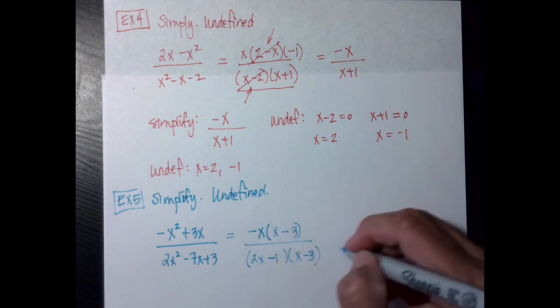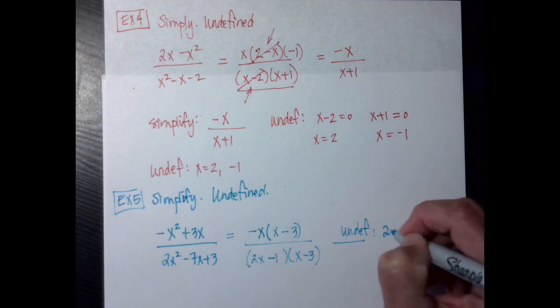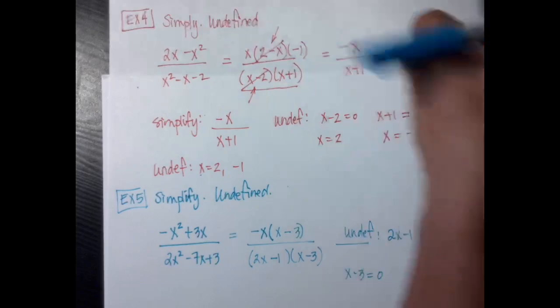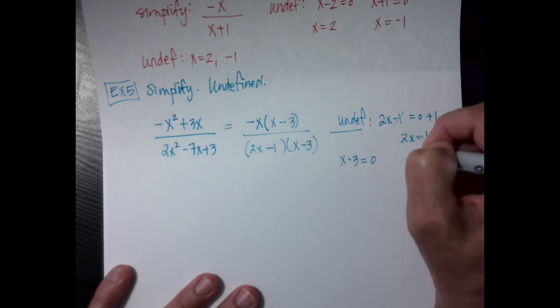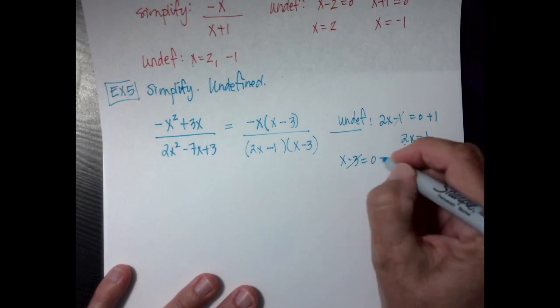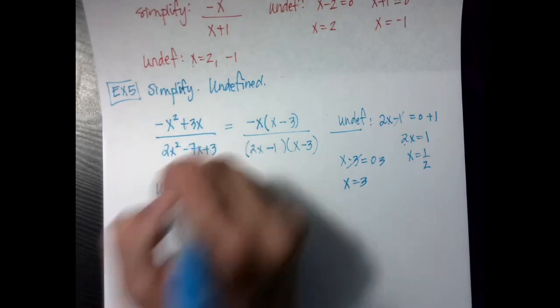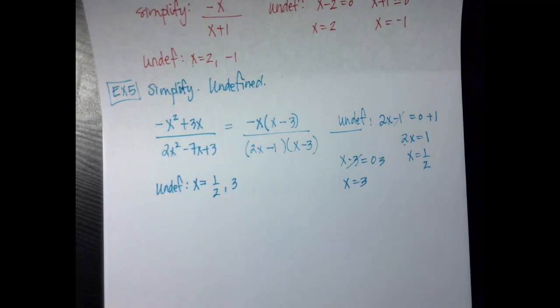Now I notice right here, let's go ahead and do our undefined. I'm going to take the 2x minus 1, and set it equal to 0, and I'm going to take the x minus 3 and set it equal to 0. So this one, I'm going to take the 1 to the other side, so I get 2x is equal to 1, divide both sides by 2, and I get x is a half. And on this one, I'm going to take the 3 to the other side, so we get x is 3. So I'm going to write down undefined, and x is going to equal 1 half and 3, and that means that the function is undefined at those points.